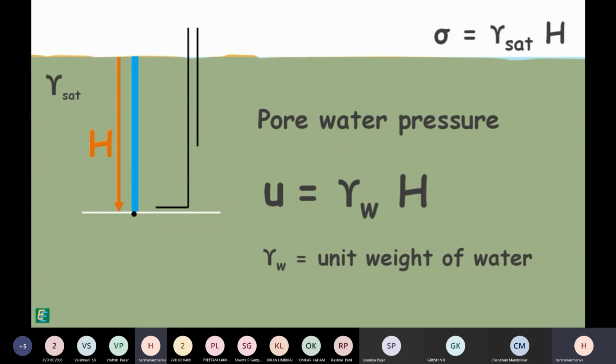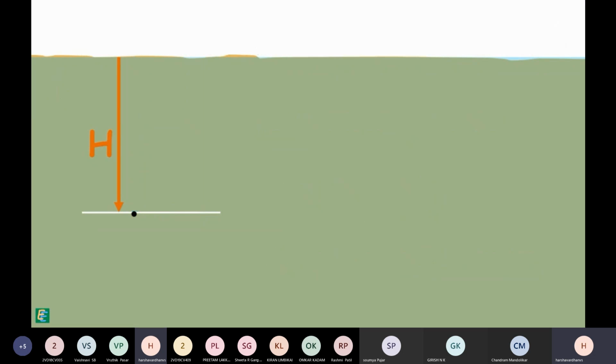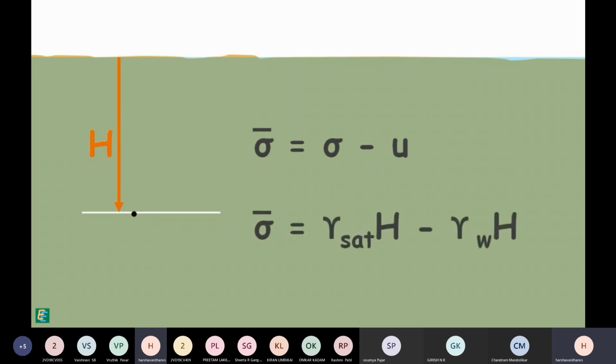Similarly, if we insert a tube or a standpipe at a point in the soil and observe the rise of water, because water in the soil is at atmospheric pressure, the water level will be the piezometric level. Therefore, the effective stress at this point in the soil can be given as this.